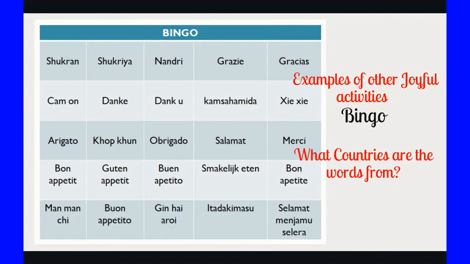Kamen is from Vietnam, for instance. So when they know the knowledge, Kamen is how to say thank you in Vietnam. Or salamat, how to say thank you in Tagalog, for instance. Now, this is the knowledge. We use the concept of bingo.